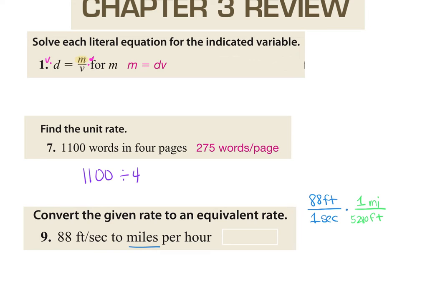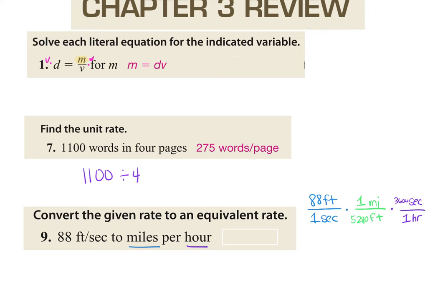The next conversion is hour. Right now my seconds is on bottom, so I need seconds on top and hours on bottom. There are 60 seconds in a minute. There are 60 minutes in an hour. There are 3,600 seconds in an hour. So this should have been 3,600.